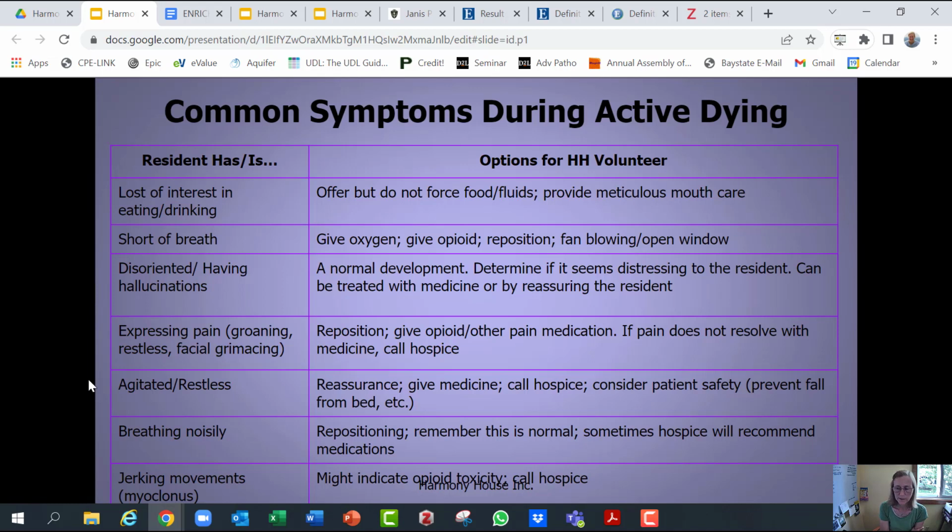Jerking movements, sometimes we call them myoclonus. That might indicate drug toxicity and is something that we would definitely encourage you to call hospice about if your patient is having either multiple startling kinds of symptoms, or if their arms, legs, or head is twitching repeatedly. That's something we would be concerned about and would warrant a call to hospice.